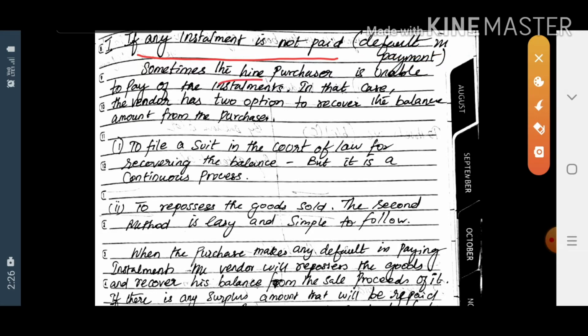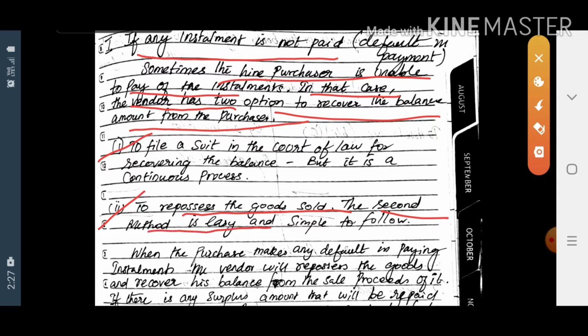Sometimes the hire purchaser is unable to pay off the installment. In that case, the vendor has an option. He has two options to recover the balance amount from the purchaser. First option, to file a suit in the court of law for recovering the balance, but it is a continuous process. Second option, to repossess the goods sold. The second method is easy and simple to follow.